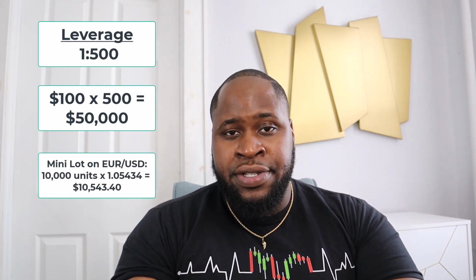Now, if you think about it, with my $100 account, if my broker is allowing me to have 1 to 500 leverage, then 500 multiplied by the $100 in my account gives me control of $50,000. So now if I do want to take a mini lot, which is 10,000 units, I am able to do that because I have the leverage to do so. If I have $1,000 in my account and I have the same 1 to 500 leverage, I'm able to capitalize on $500,000, which means even a standard lot at 100,000 units is possible because I have leverage.